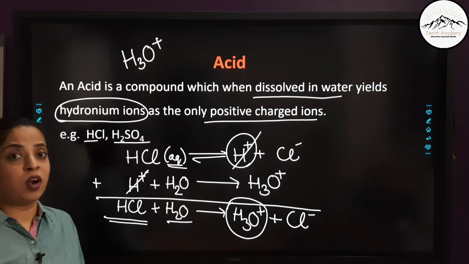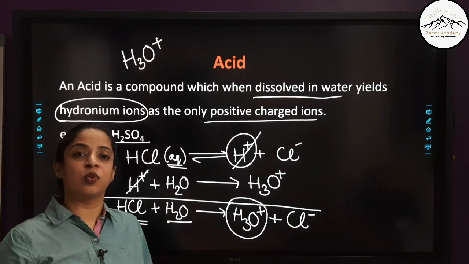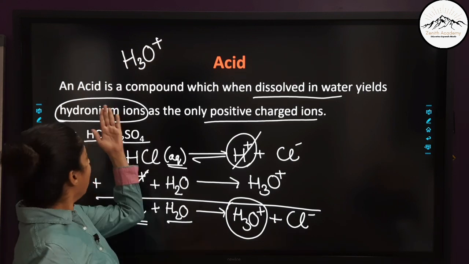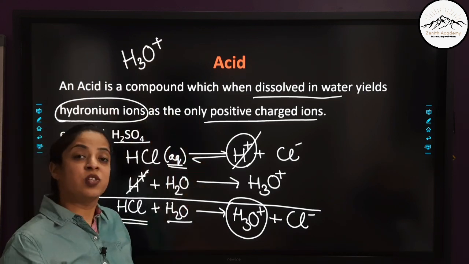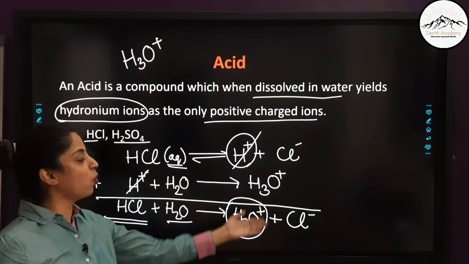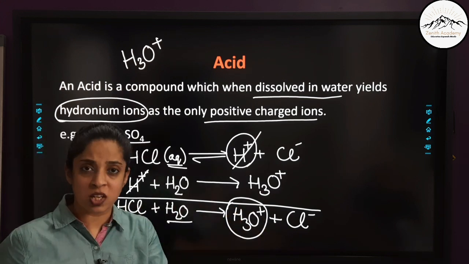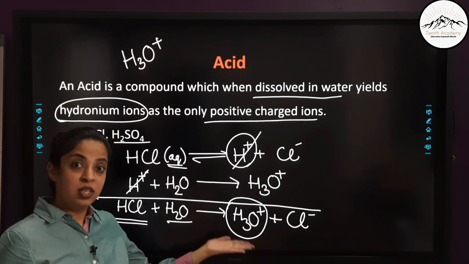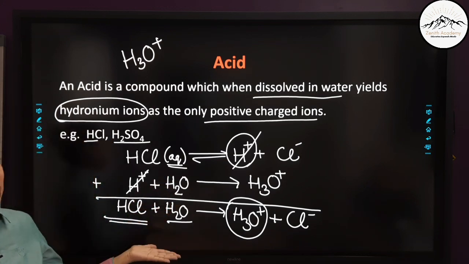Earlier we used to say that acids are those which give H plus ions, but the new concept is acid is a compound which when dissolved in water gives hydronium ion, because whatever H plus it was giving was dissolving in water anyway and forming hydronium ion. So this is how we define acids now.